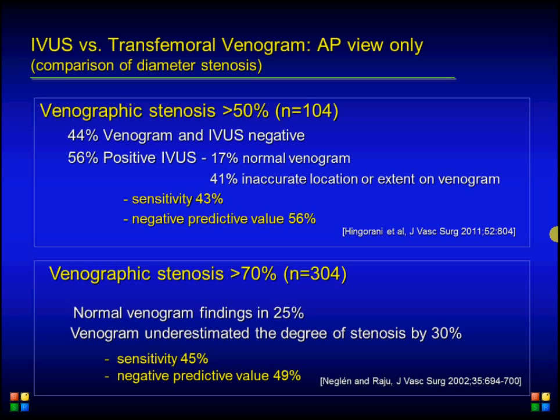And IVUS has been compared to transfemoral venogram. And I want to point out two things. One is that a normal venogram can be seen in 70% of these cases and in 25% of these cases, despite the fact that the intravascular ultrasound shows a more than 50 and more than 70% stenosis. And here you have a sensitivity and negative predictive value, which is low.